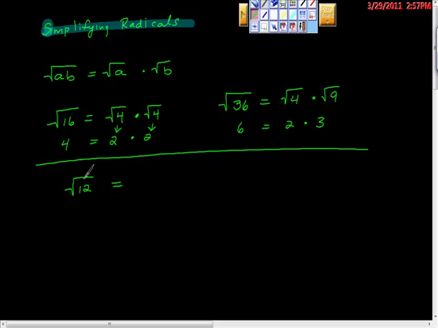This is what I'm doing. I'm looking at the 12, and I'm asking myself, does 12 have any factors that are perfect squares? And it does. It has 4. So the square root of 4 times the square root of 3. I'm going to check this math and make sure it works. 3 times 4 is 12. The square root of 4 is 2. The square root of 3 has no perfect squares as factors, so I leave it as the square root of 3. So we can simplify the square root of 12 to be 2 times the square root of 3.